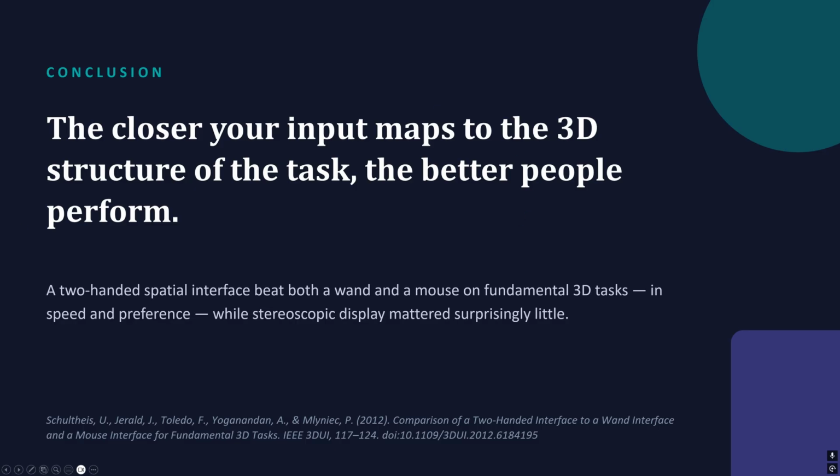And the conclusion: the closer your input maps to the 3D structure of the task, the better people perform. To wrap this up, the study showed that the two-handed spatial interface dramatically outperformed a wand and a mouse on fundamental 3D tasks. Thank you so much.